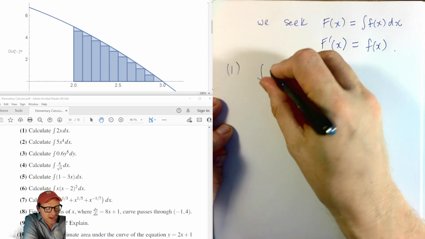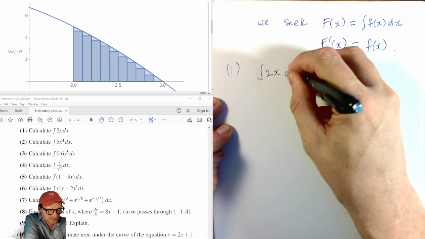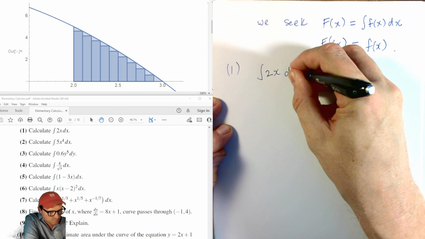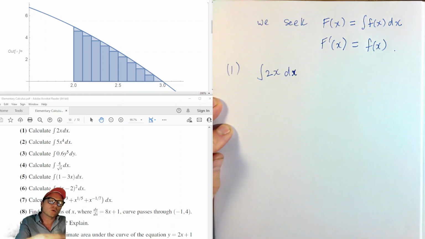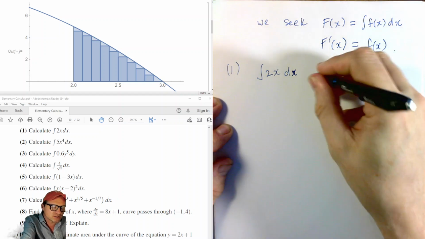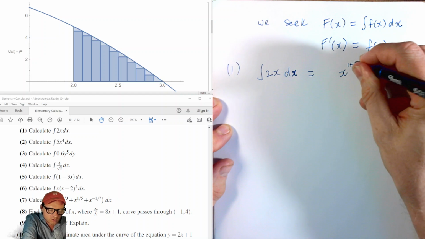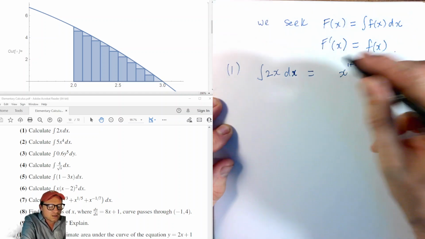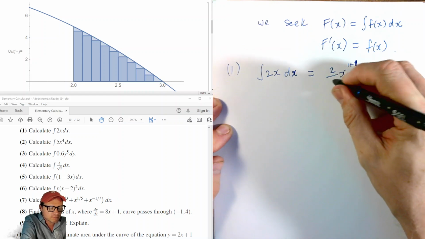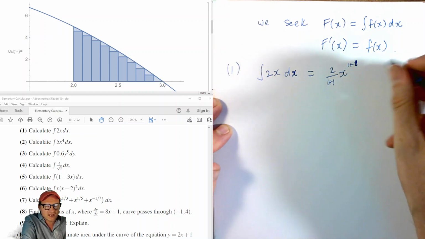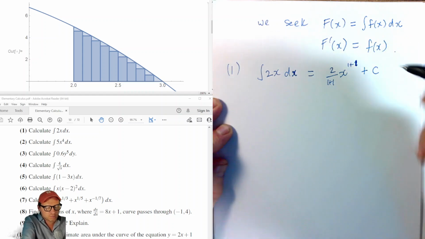In question 1, we're asked to find the antiderivative or integral of 2x. The basic rule here is, because we have a polynomial, we add 1 to the exponent. So we have x to the power of 1 plus 1, and then I divide by the new exponent. Then we have a constant of integration, so we put plus c.